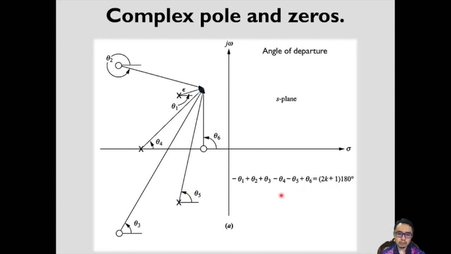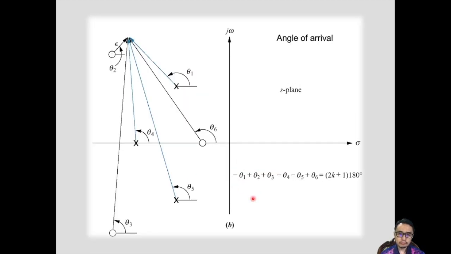So what we can do is solve. If we want to find the angle of departure, that is the definition of how the locus leaves this particular pole, we will solve for that particular angle. In this case, we want to solve for theta 1. Similarly, if you want to find the angle of arrival, in this case you have a complex zero, you want to know at what angle the locus ends up at this particular zero.